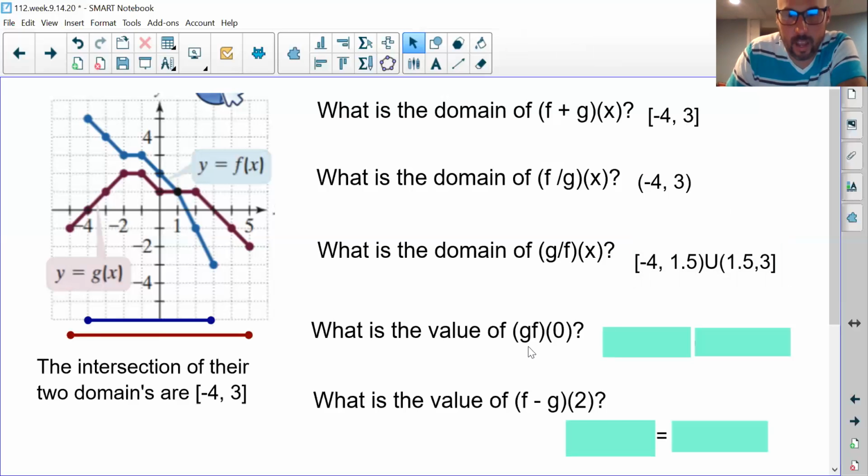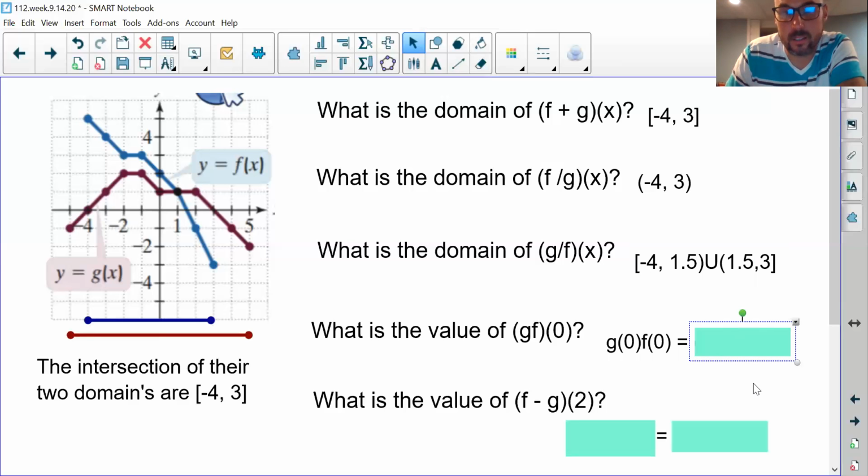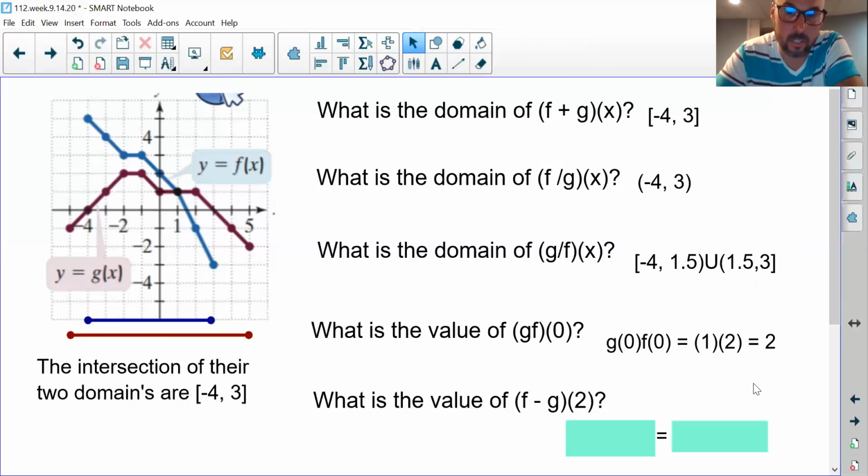What is g times f of 0? Remember, you begin with a number, you're probably going to end with a number. And look at the question, what is the value? So that also tells you you're looking for a number. Well, g times f of 0, remember, is the same thing as g of 0 times f of 0. Well, g of 0 is 1 and f of 0 is 2. So this is simply 1 times 2, which is 2.